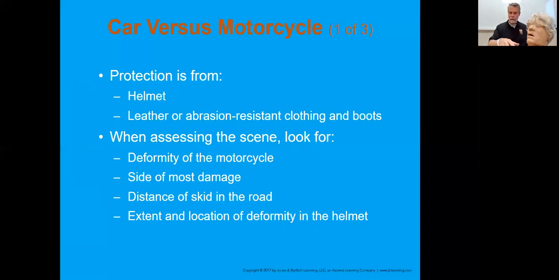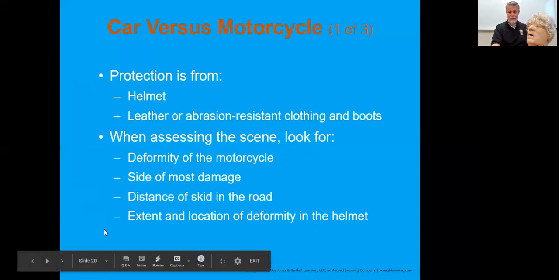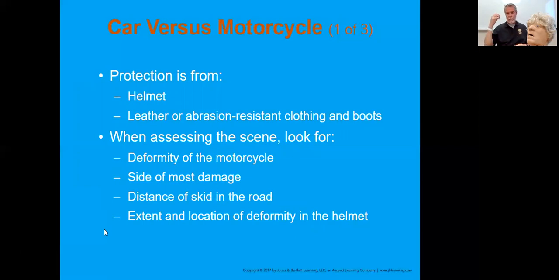Again, I'm not saying you spend 10 minutes looking at the bike, but just having that, hey, how fast was this guy going? That's very similar to intrusion that we can see on those lateral impact collisions as well. Distance of skid on the road. And again, the deformity of the helmet, right? How does that helmet look? Does it have cracks?